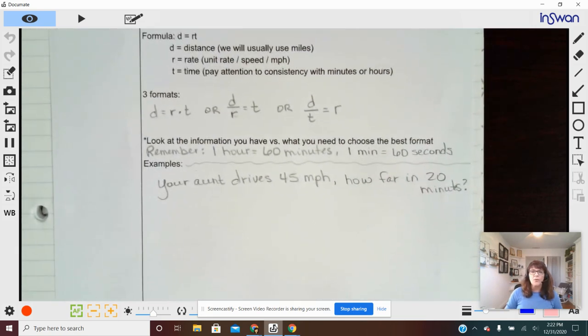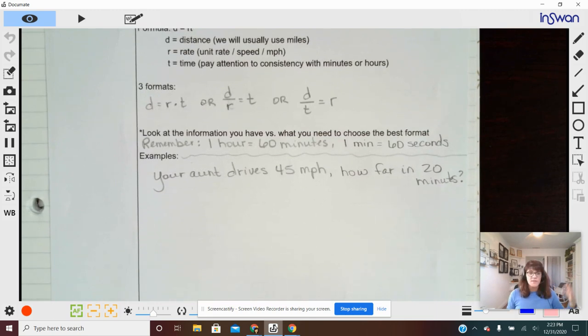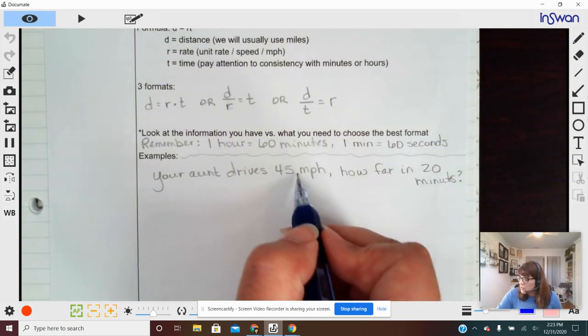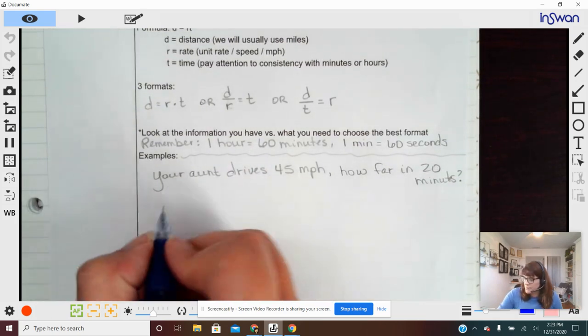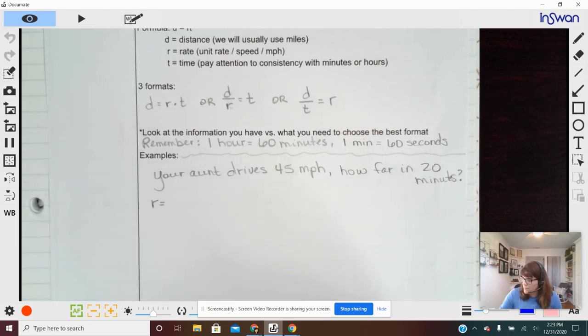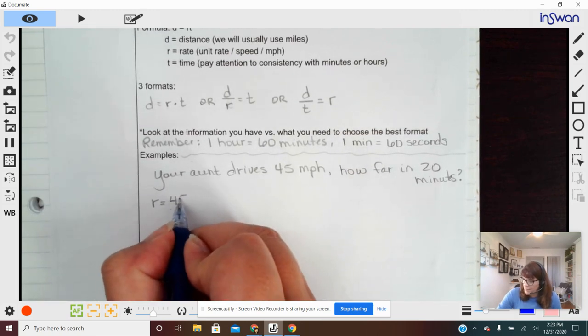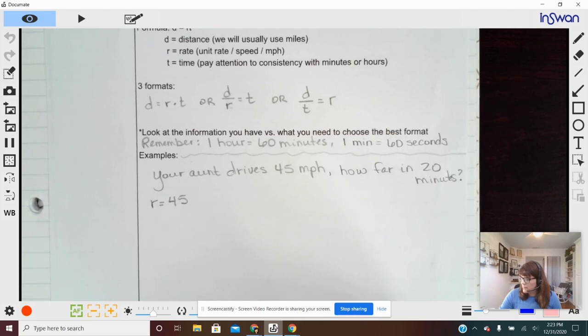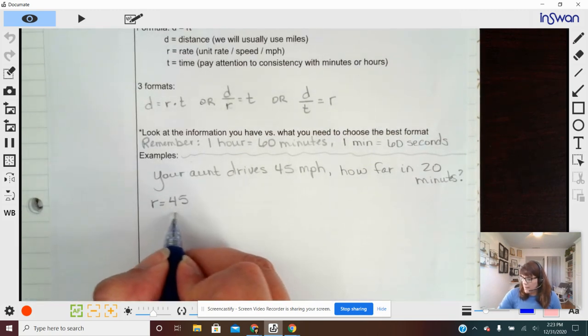So over the break, you were in your aunt's car. You can see the speedometer. You know she's going 45. And she says, yep, it's going to take us about 20 minutes to get there. Well, you can figure out how far. Might help you pass the time. So what we're given is the rate, 45, and we know that that's in 1 hour.